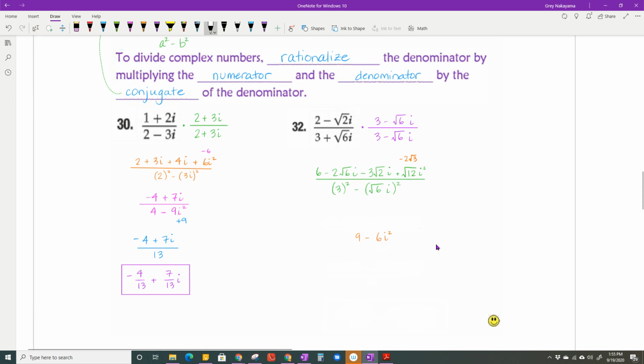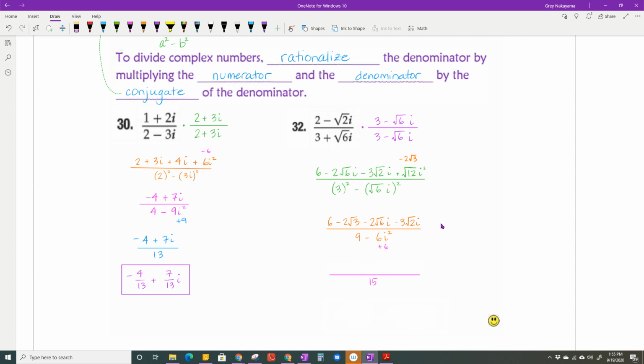And then on top, I'm just going to put the real parts together. The real parts are anything without an i. So that's 6 minus 2 square roots of 3. And the imaginary parts are the ones that have the i on them. Remember 6i squared, the i squared changes the sign in front to be the opposite. So this is going to be plus 6, and 9 plus 6 is 15.